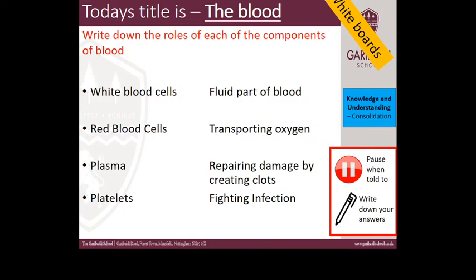Okay, so let's have a look at the answers. White blood cells, those would be repairing damage. Sorry, that would be fighting infection. So white blood cells, fighting infection. Red blood cells would be transporting oxygen. Plasma would be the fluid part of the blood. And then platelets, they repair damage by creating clots. So every time you cut yourself and you have a blood clot and then a scab, it's because of the platelets in your blood.